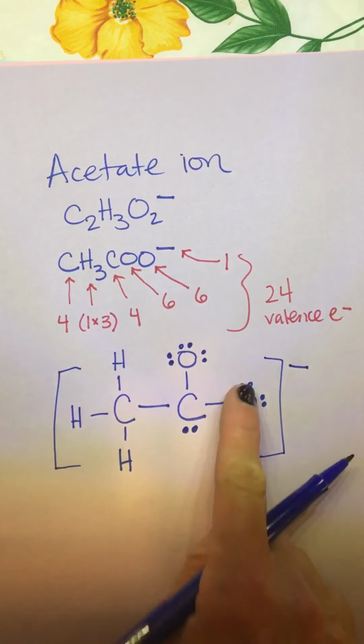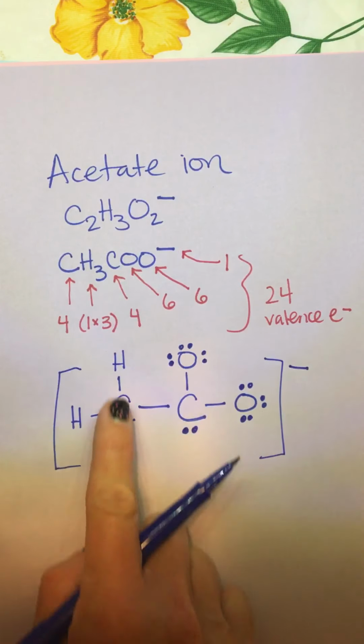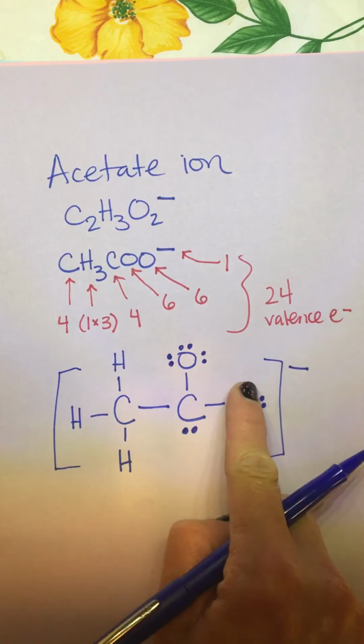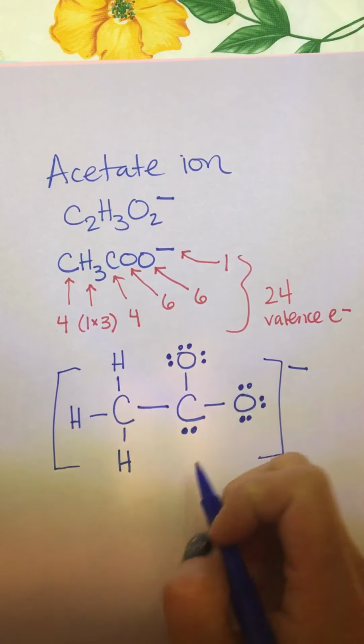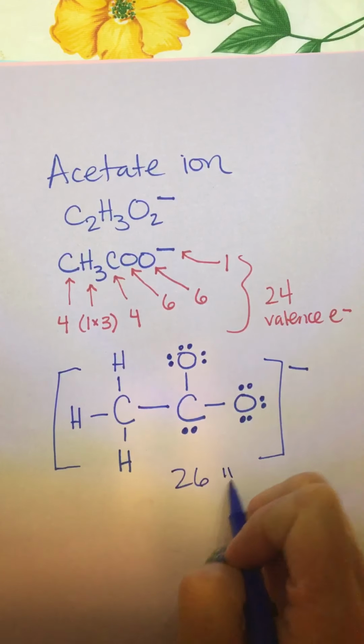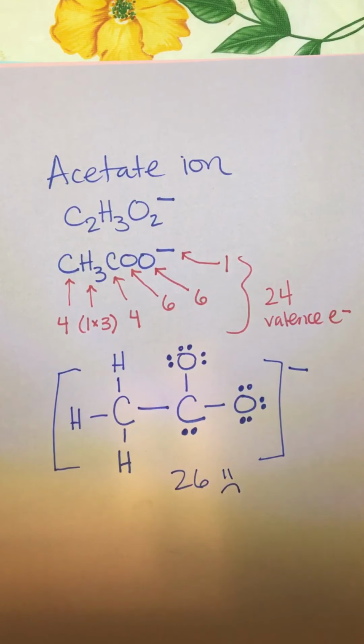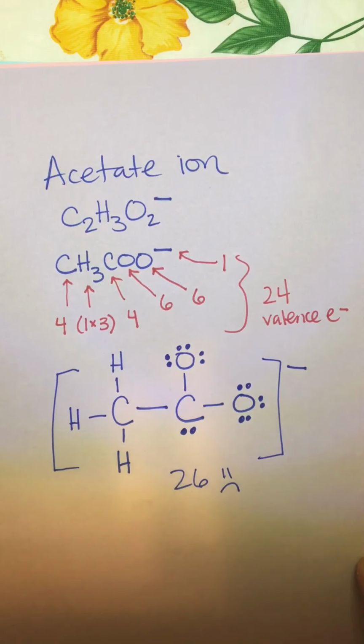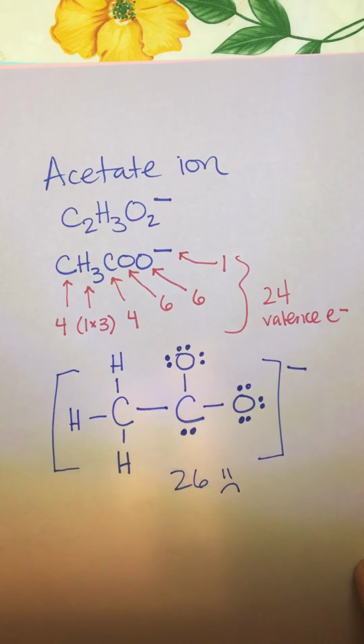Now, if we recount how many we used, let's count. 2, 4, 6, 8, 10, 12, 14, 16, 18, 20, 22, 24, 26. This is 26 electrons. We can't have that. So if you use too many, that means there is multiple bonding. So we add 1 double bond at a time, fix our octets, and then see if we need to add another one or maybe a triple, so on and so forth.